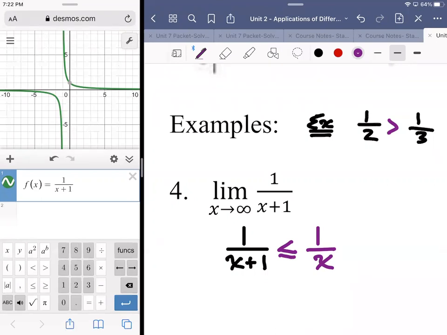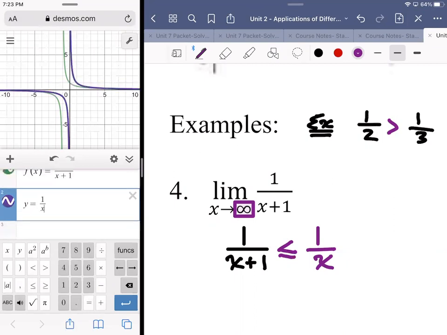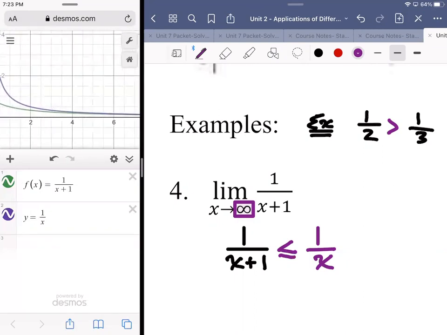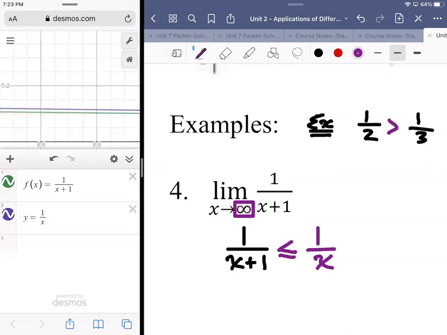Now I just need something because I want to squeeze it in between two functions. And this is going out to positive infinity. I just need something that I know that 1 over x plus 1 is bigger than. Right? So what I can do, I'll just type in y equals 1 over x. And we'll look at it for more extreme cases here. You can see here that the purple curve is above the green curve.